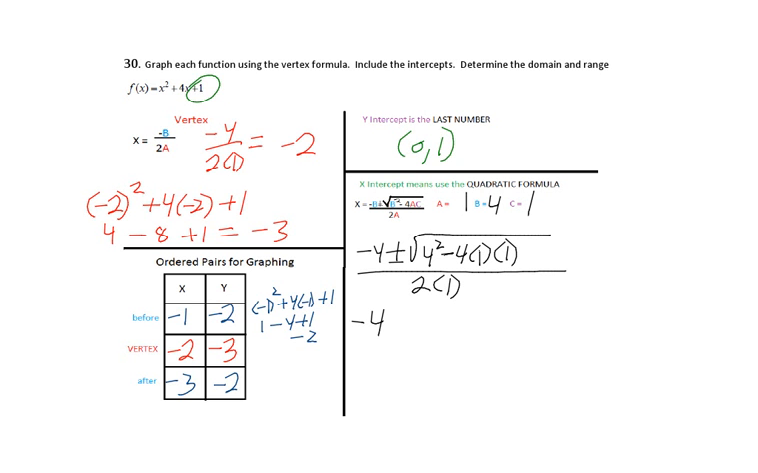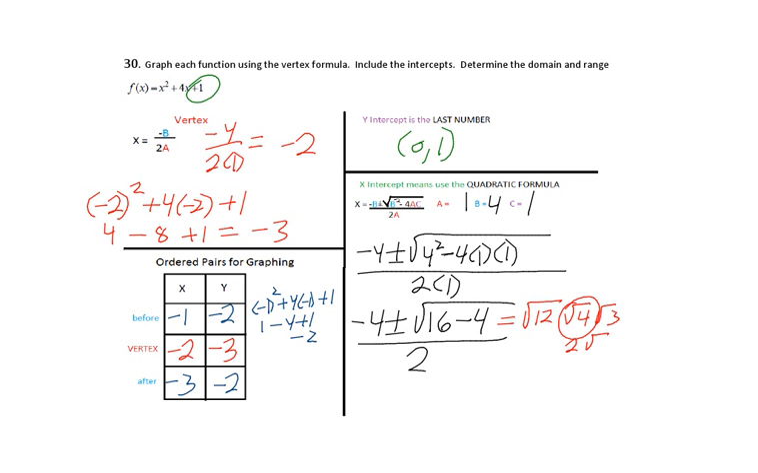So working the inside, 4 squared is 16, and 4 times 1 times 1 is 4, over 2. Well, 16 minus 4 is 12. 12 is not perfect, but two numbers that make it are 4 and 3, and 4 is perfect. It's 2. So you get negative 4 plus or minus 2 square root 3 over 2. I like 4, 2, and 2 because they're all even. So it becomes negative 2 plus or minus square root 3. That's the x-intercept. Let's go to the chart.